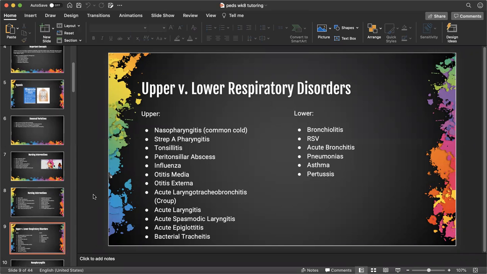For the uppers, we have nasopharyngitis, strep A pharyngitis, tonsillitis, peritonsillar abscess, influenza, otitis media, otitis externa, croup, which I'm not even going to attempt to pronounce right now, acute laryngitis, acute spasmodic laryngitis, acute epiglottitis, and bacterial tracheitis. And then for the lowers, we have bronchiolitis, RSV, acute bronchitis, pneumonias, asthma, and pertussis. Now we're going to get into the upper respiratory disorders.